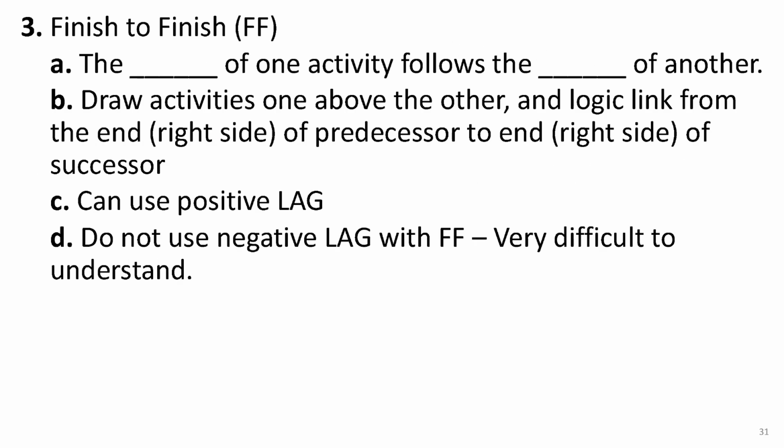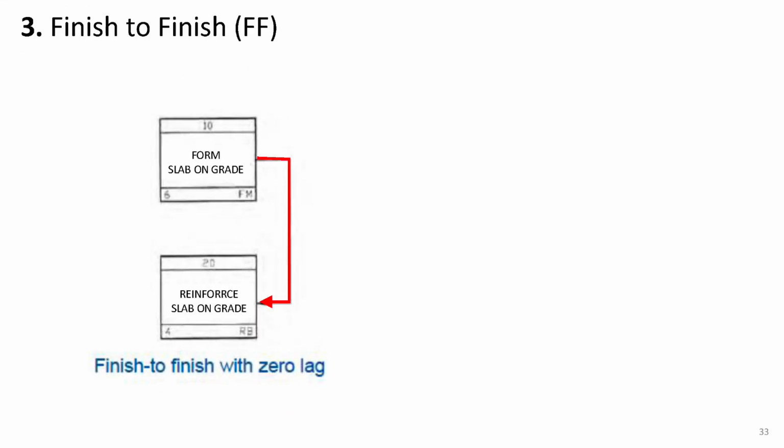The third common type of logic is called finish to finish. In this relationship, the finish of one activity depends on the finish of another. Just like in the previous start to start relationship, you represent this by drawing one activity above the other. However, in this case, the link goes from the end, or the right side of the predecessor, to the end of the successor. Similar to the start to start relationship, you can use positive lag if needed for finish to finish. However, avoid using negative lag with this relationship, as it can be very difficult to understand.